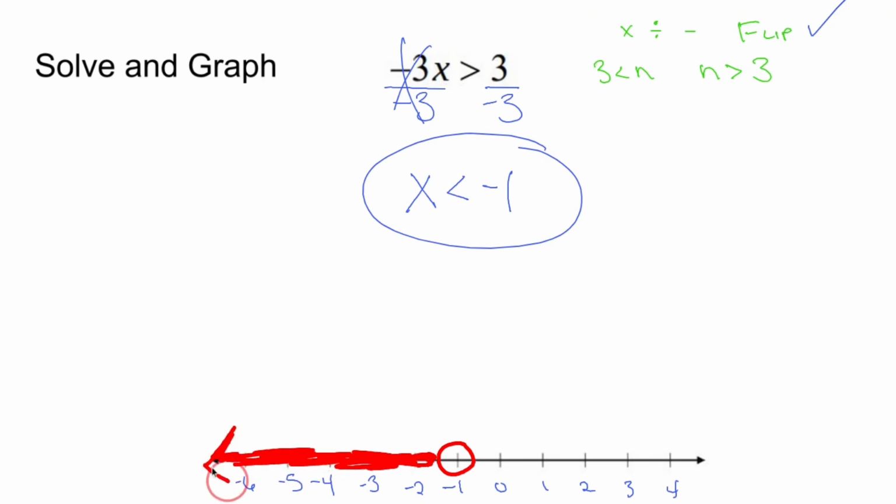So what this red shading means is if I take any number here, negative 5, negative 3.5, negative a billion, and multiply it to negative 3, I get something bigger than 3. So negative 3 times negative 4 is greater than 3. Negative 5.5 times negative 3 is greater than 3, and so on and so forth. Dunzo.